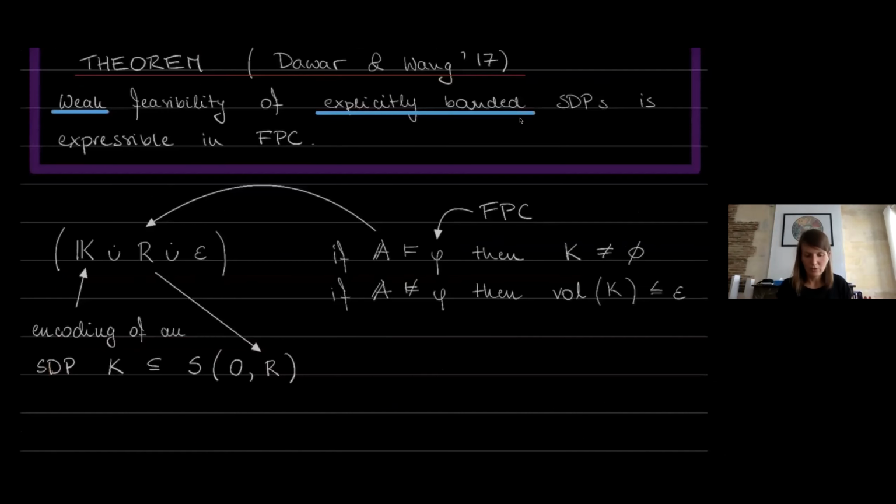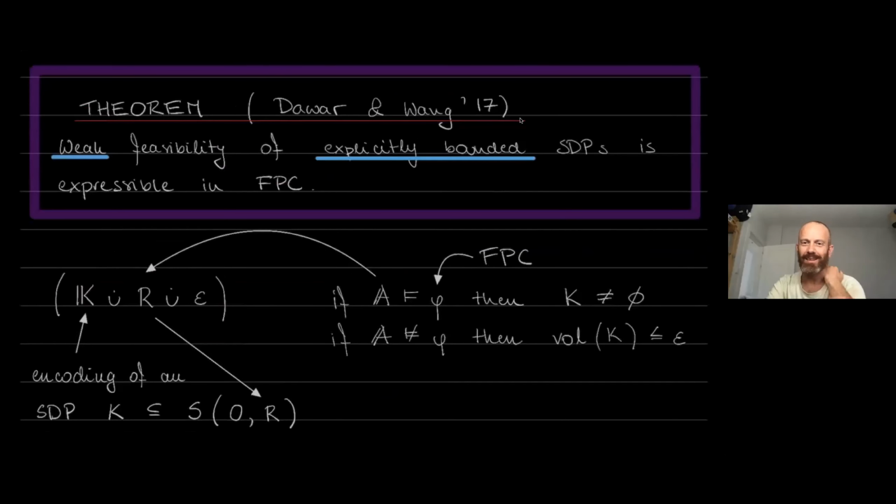Okay, so. Can I ask? Yes, of course. I'm just trying to understand, if I think about this K as a convex body, maybe two questions, I'm not sure if you thought about it. Is there some natural way to encode a convex body in this language? And if there is, does this work?